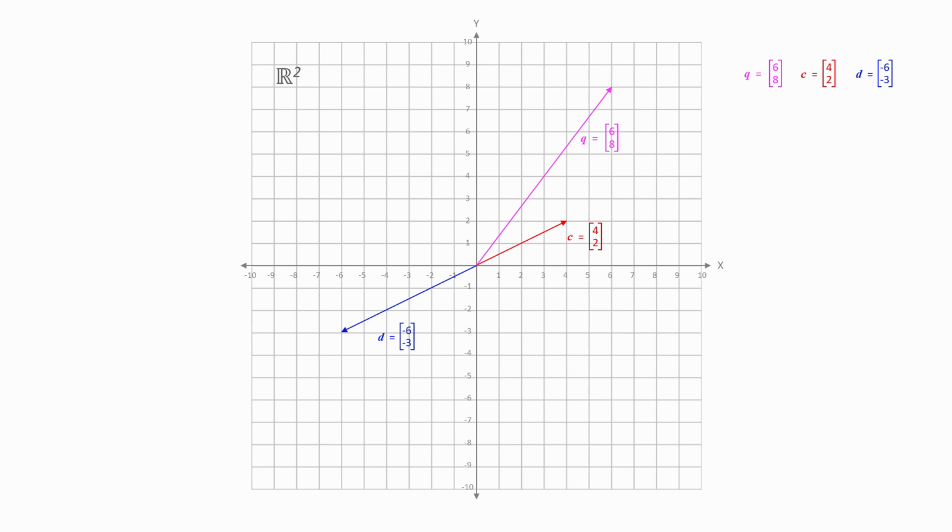Now, consider this example. We want to know if Q is a linear combination of C and D. In a previous video, you learned that any linear combination of two collinear vectors must also be collinear with them. Well, you can see at a glance that C and D are on the same line, and therefore Q is not in their span. Nevertheless, let's attempt to find a pair of coefficients algebraically. This is the system of linear equations we're attempting to solve.